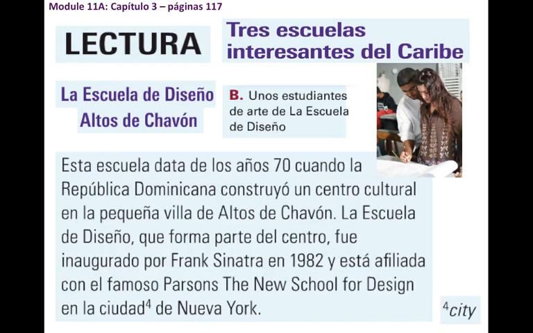La Escuela de Diseño, que forma parte del centro, fue inaugurada por Frank Sinatra en 1982 y está afiliada con el famoso Parsons, the New School for Design en la ciudad de Nueva York. So interesting, right? Inaugurated by Frank Sinatra, affiliated with the famous Parsons New School for Design in New York City.